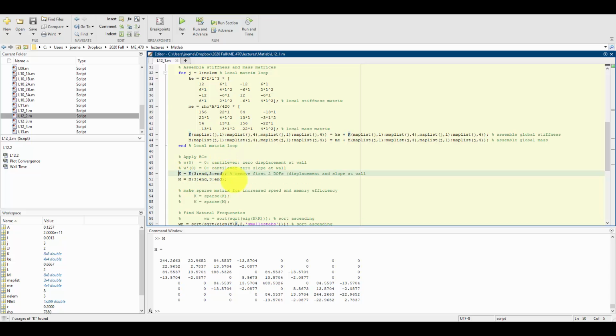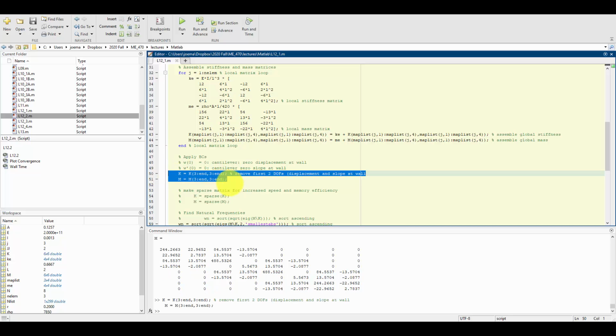So I see in lines 50 and 51, I'm going to take K and only keep the third column to the end and the third row to the end, and the same thing with M. If I run just that, I see down here my K and my M are now only 6 by 6. So boundary conditions have now been enforced.